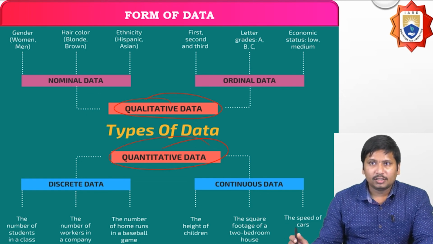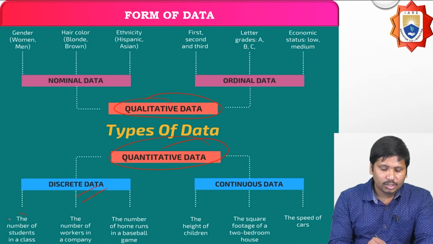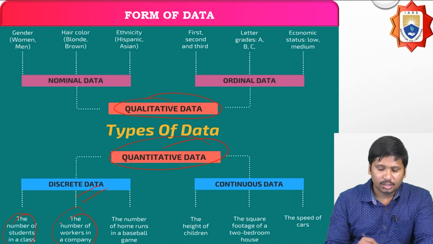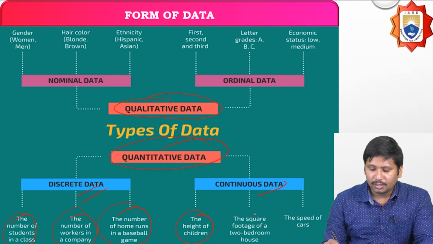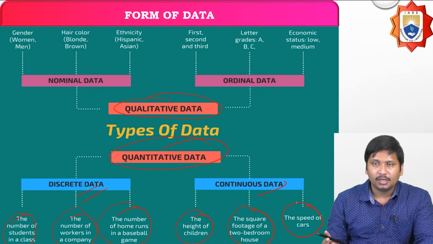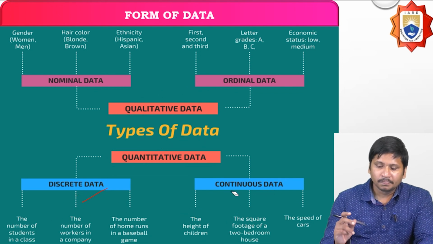If I take the discrete one, the number of students in the class, the number of workers in the company and the number of runs in a baseball game are discrete data. If I take the continuous one, the height of children, the square footage of a two-bedroom house and the speed of the car come under continuous data. So like this, the data is classified into various forms.